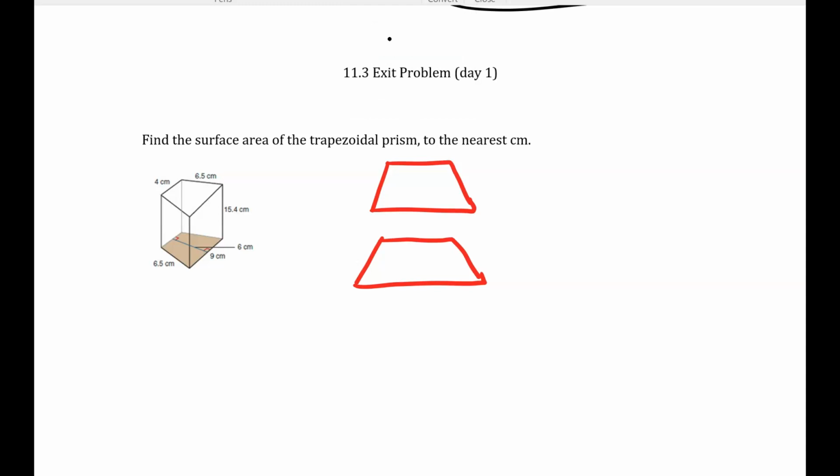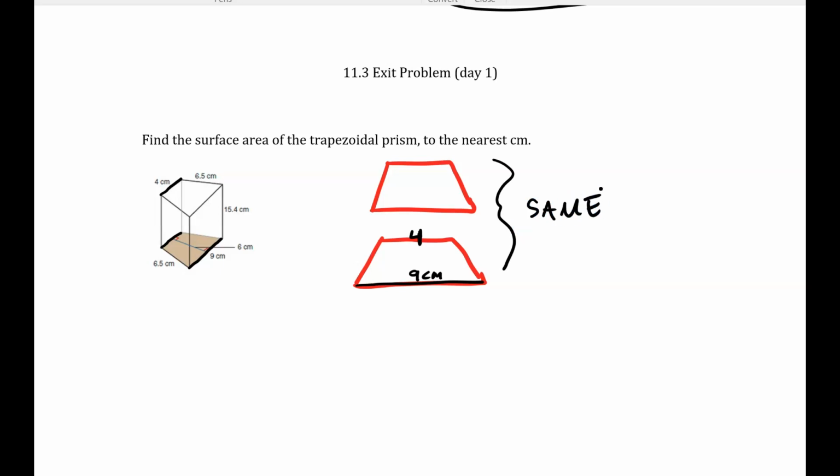Okay. So I'm going to label what I need to know about my trapezoid, which is a base. It looks like base 1, we'll call it, is 9 centimeters. So that's this distance right here. And it looks like this distance we can come up here is 4. So we'll call this 4. And I'm only going to label one trapezoid since these are the same.